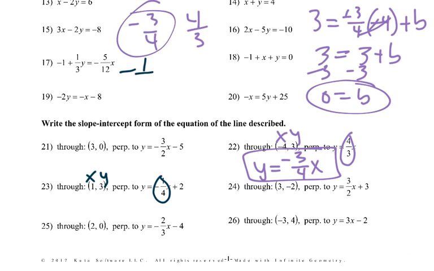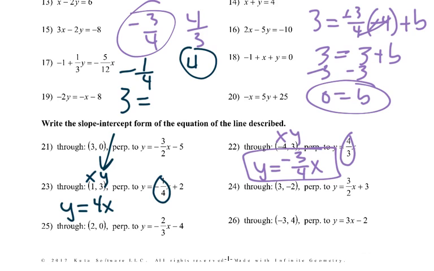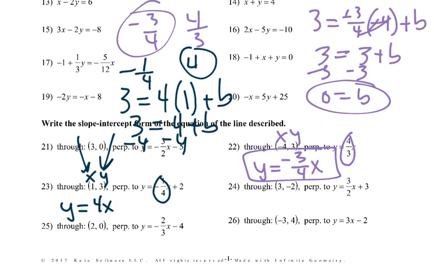For 23, we've got an x and a y. Slope of negative 1/4 would become positive 4/1, or just positive 4. So I go y equals 4x, and then we need to find what b would be. So to find that, I go a y value of 3 equals 4 times an x value of 1 plus b. So 4 plus b equals 3. Subtract 4. Negative 1 equals b. Our equation is y equals 4x minus 1.